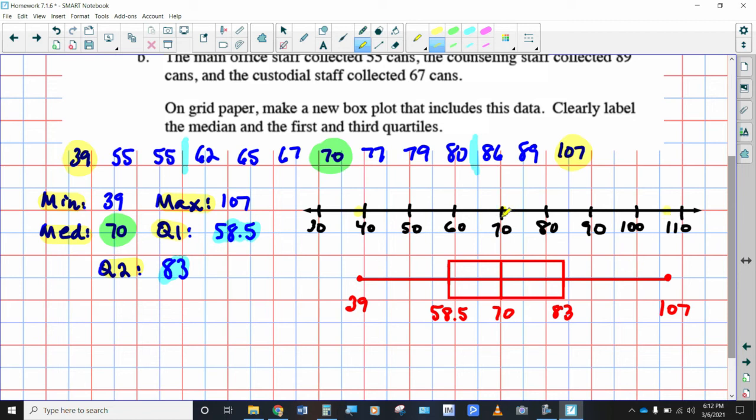Where does 70? Well, that's easy. That's right there. And then 58.5, that's probably somewhere in this vicinity. And 83, there's 85, so 83 is going to be somewhere around there. So you find the respective points and then create your whiskers and your box with your interquartile range, and you've got everything labeled and you've got it complete.